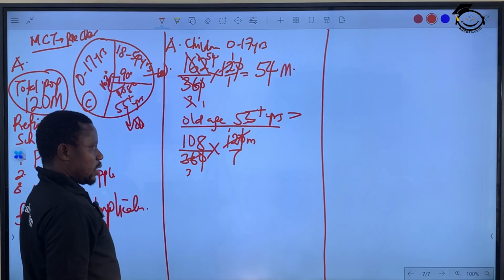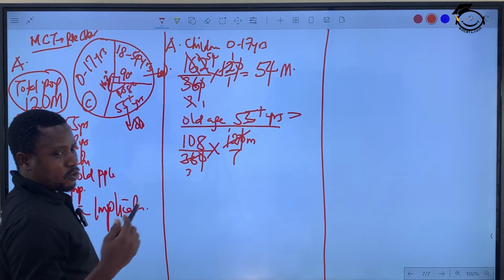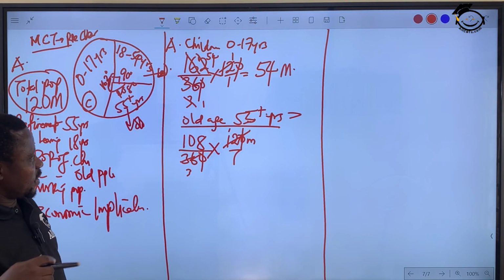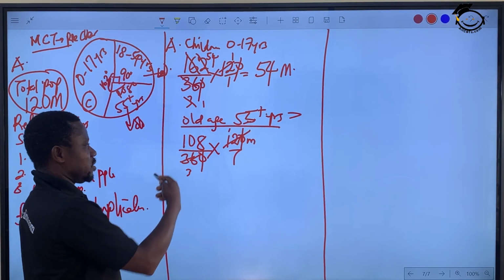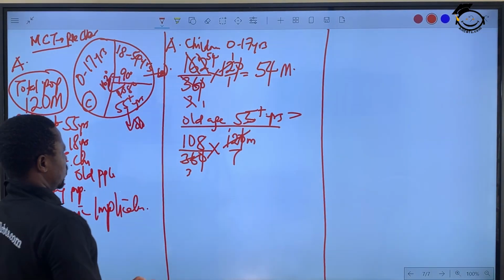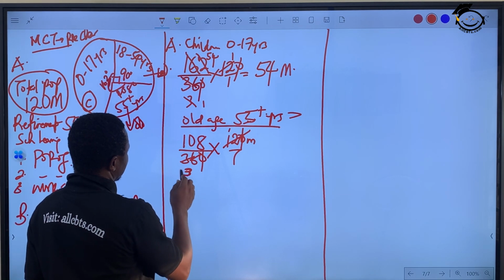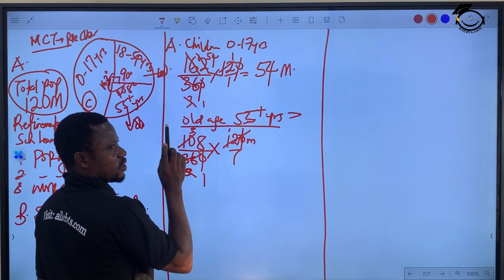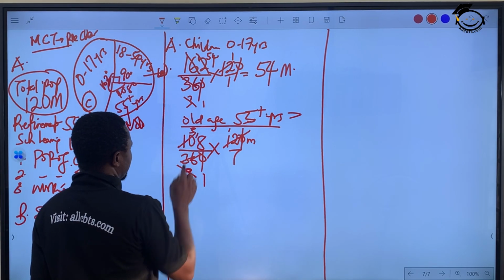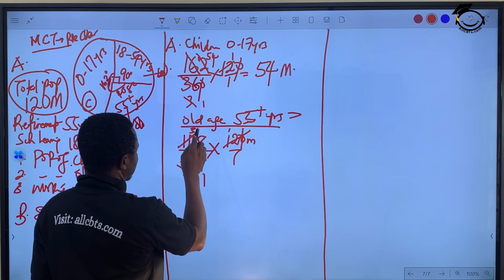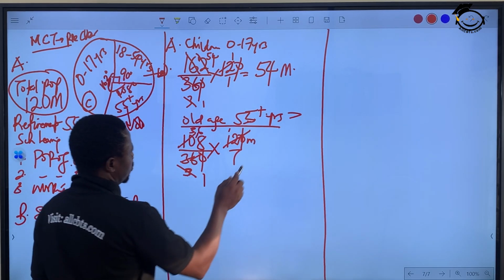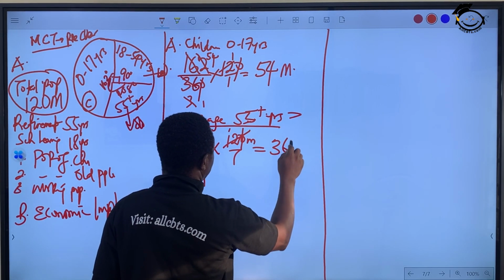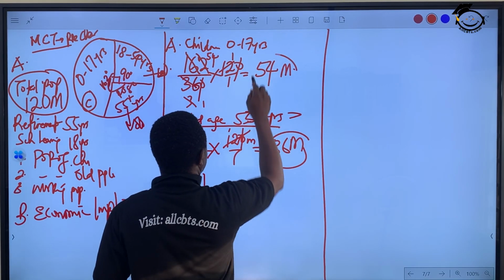Are you with me? I'm doing this for those of you that may not be too sound in mathematics. If you are sound in mathematics, just 120, 360 is gone. So we have 3. 3 here, 1. 3 in 10, 3. 3 times 3, 9. Remainder 1. 3 in 18, 6. 3 times 6, 18. So what do we have now? We have 36 million.